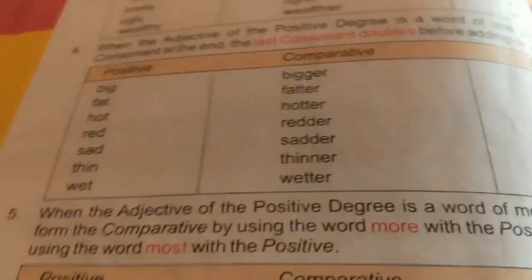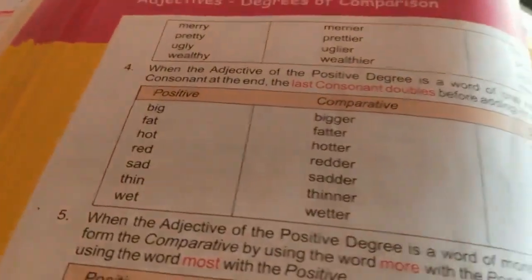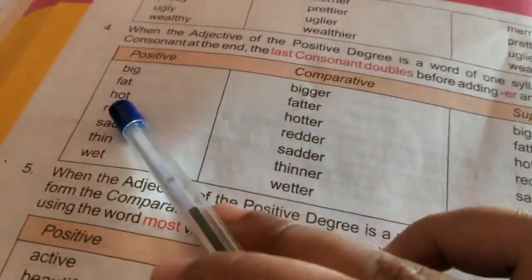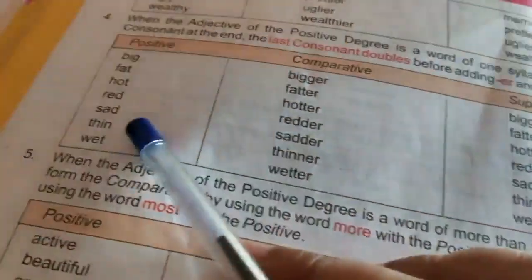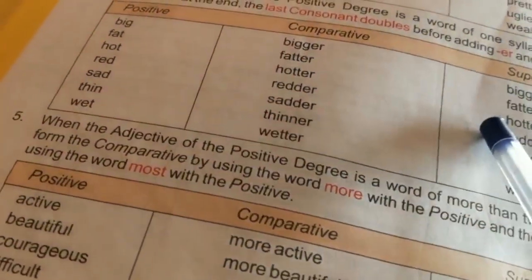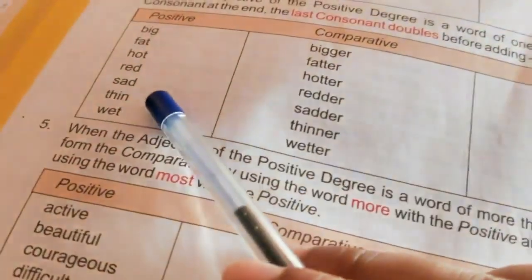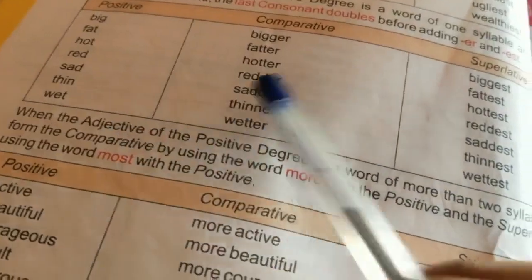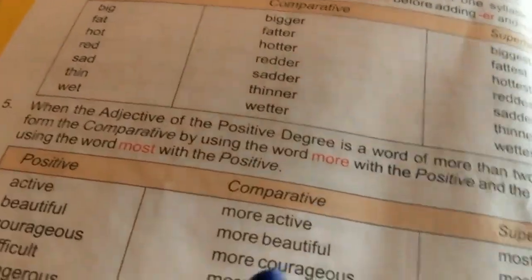Like, see some adjectives from the positive degree where consonant letters are at the end, they are doubled, and after that ER or EST is added. So like big, bigger, biggest. Okay, fat, fatter, fattest. So like this you can make.